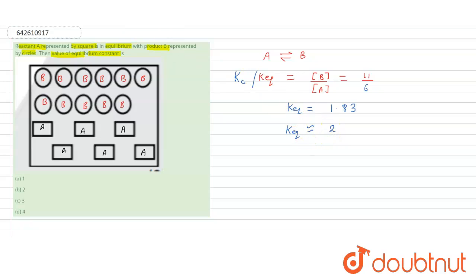Let's check the options 1, 2, 3 and 4. You can see clearly that we are getting the value of 2. The exact value is 1.83, but the nearest value is 2. So option B will be the correct answer, and options A, C and D will be wrong. Hope this answered your question.